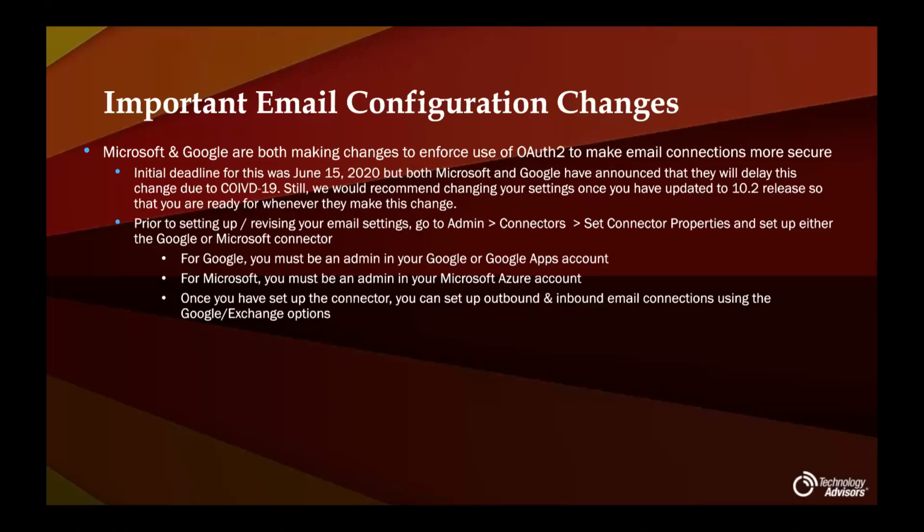And then here's that email configuration change that I mentioned. So this is something that the two major email providers, Microsoft and Google, are both making changes to make email more secure. Essentially, Sugar has used an older version of email security that Microsoft and Google both allowed for a long period of time. Microsoft and Google are now updating to say you must use the more modern OAuth 2 email security connection information.